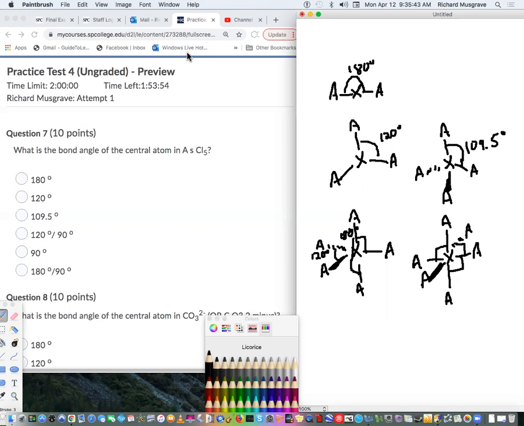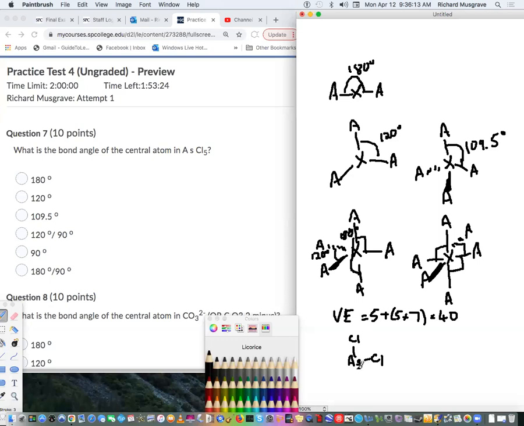Okay, so going back to AsCl5, the valence electrons for AsCl5 are going to be 5 plus 5 times 7, which is 40. Remember, As is in group 5, Cl is in group 7, and there's 5 of those chlorines, so we got 40 there. So I'll put in my chlorines.